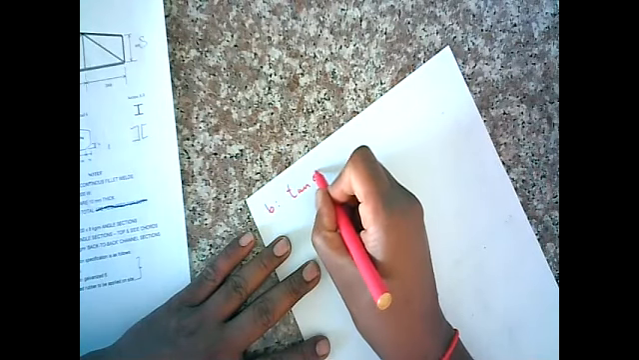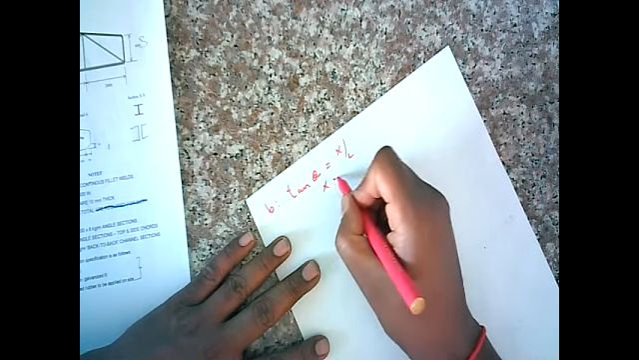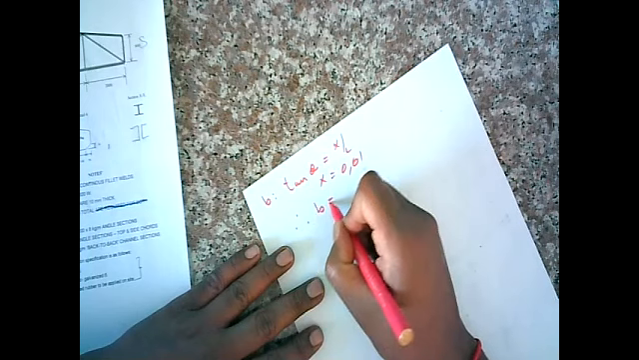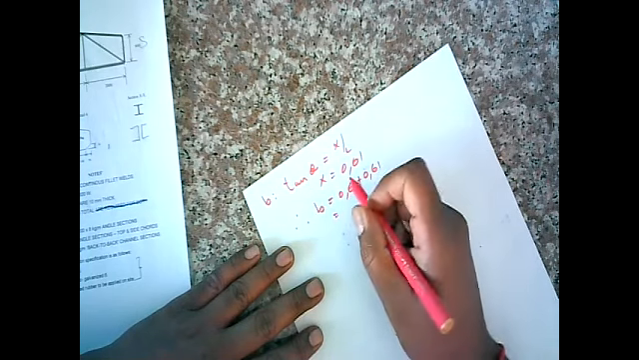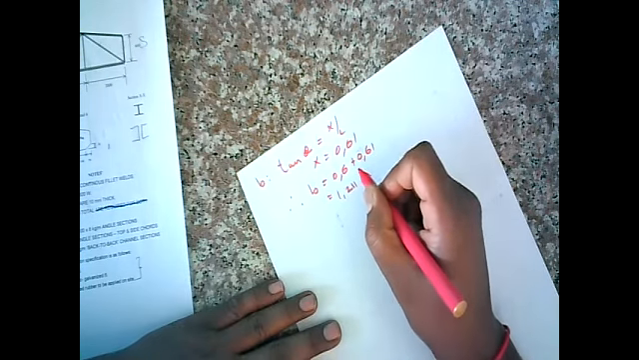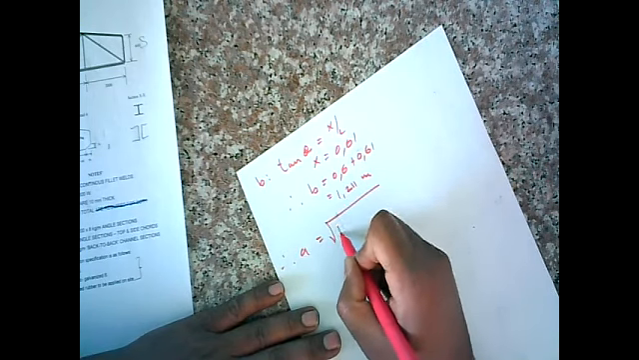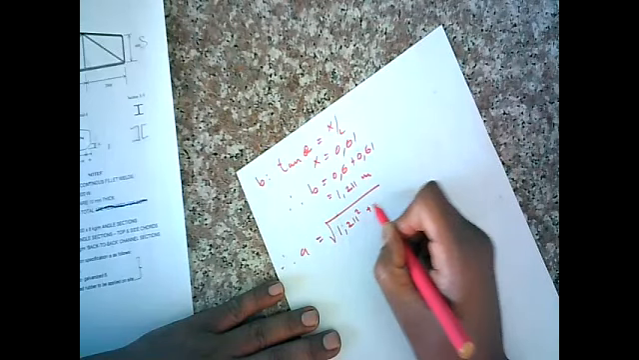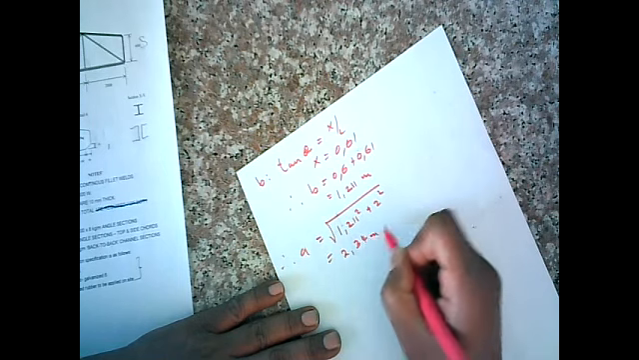Let's see, tan theta equals x over 2, and we find x is equal to 0.61. Therefore, B is equal to 0.6 plus 0.61, and we're getting a value of 1.211 meters. Right, now we can find A is equal to root 2 squared plus 2 squared, and we find A as 2.34 meters.